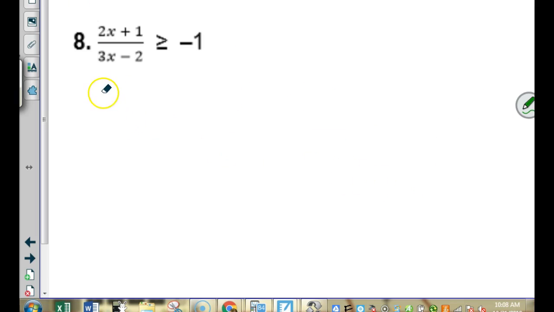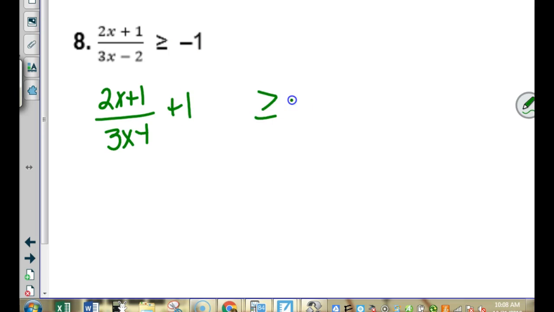Yes? So we have 2x plus 1 over 3x minus 1, and we have to add the 1 over to that side so that we compare it to 0. And then we need to make it a single fraction, so we're going to multiply by what? 3x minus 1 over 3x minus 1. 2. Thanks. Someone check me. 3x minus 2, 3x minus 2, 3x minus 2. Do I have it right now?